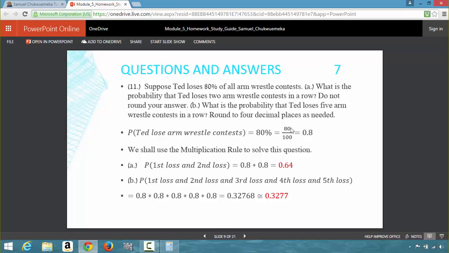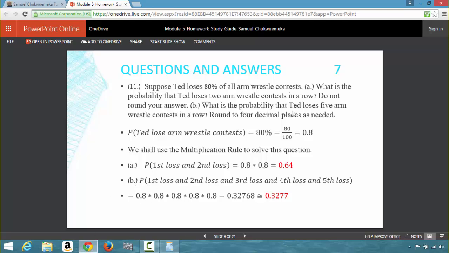So the probability that Ted loses an arm wrestle contest is 80%, so that means 0.8. In this case, we shall use the multiplication rule. For the A part, what is the probability that he loses 2 arm wrestle contests in a row? So the probability of the first loss times the probability of the second loss. That gives us 0.8 times 0.8, and that is 0.64.